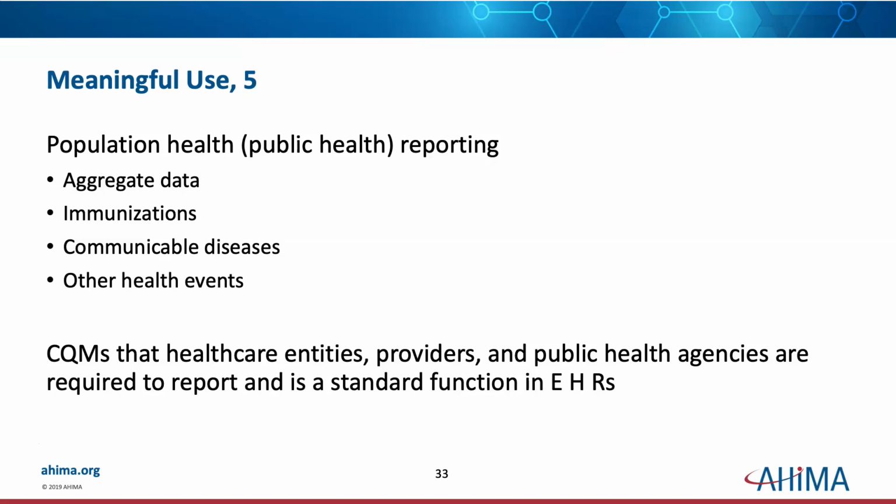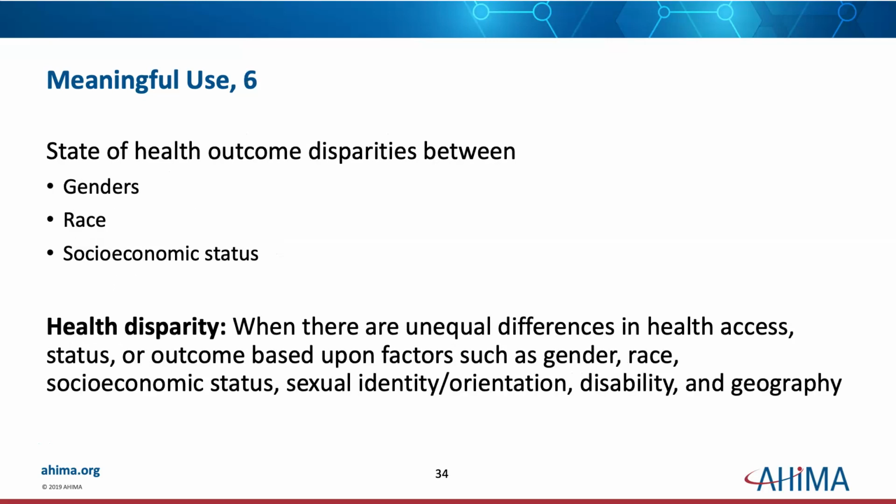So CQMs had to be able to be reported, and they were required to be reported, and that was a standard function in the electronic health record that you had to have for meaningful use in order to get the money. The goal is to reduce healthcare outcome disparities between genders, race, and social economic status. All very good things that you want to eliminate.